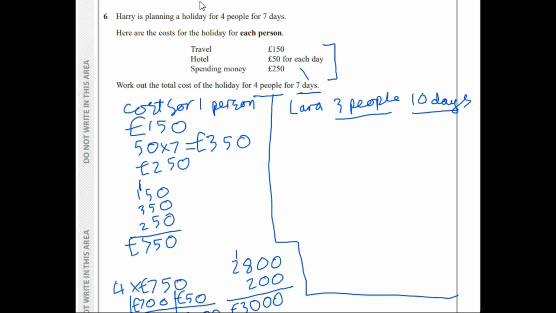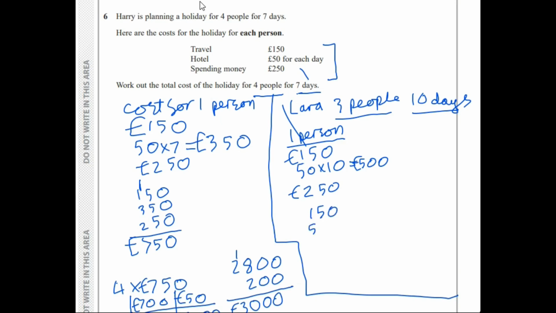So again, the cost for one person. Doesn't matter how long we go for, the travel is still £150, so 150. Now hotel is £50 for each day, and they're going for 10 days, so 50 times 10, and that is equal to 500. Lastly, spending money, got to be able to buy some nice souvenirs, so £250. So now we just need to add this up.